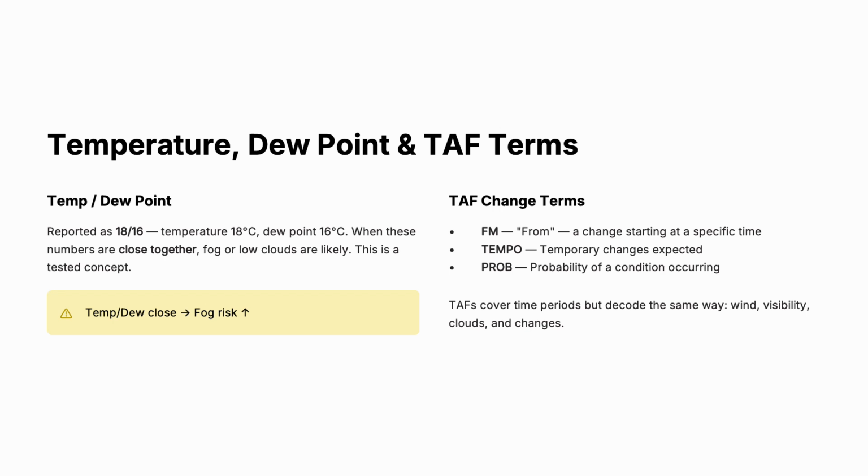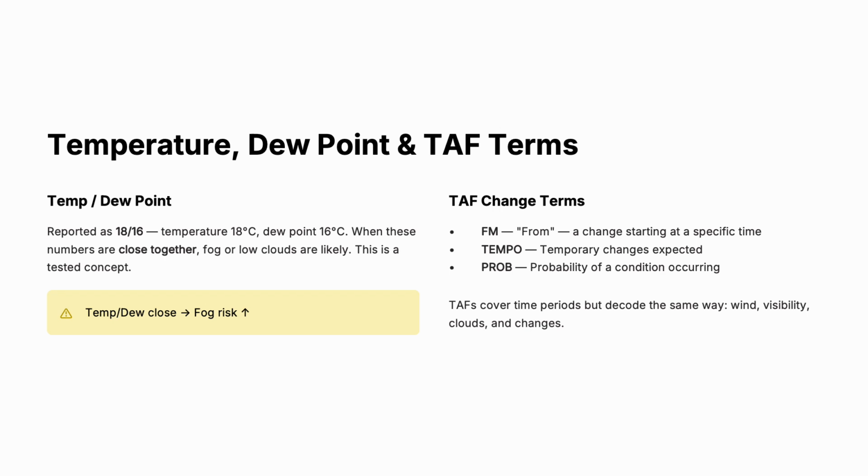Let's cover 2 more pieces: temperature and dew point. Temperature and dew point are reported together like 18/16, meaning temperature 18 degrees Celsius, dew point 16 degrees Celsius. Here's the tested concept: when those 2 numbers are close together, fog or low clouds become likely. Close temp and dew point means rising fog risk. Remember that pairing.